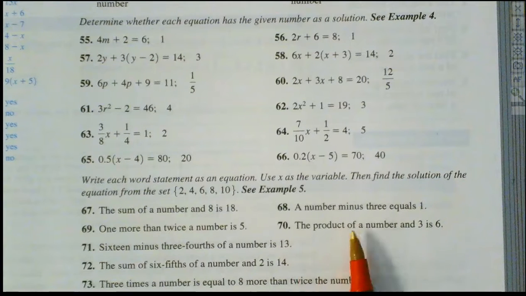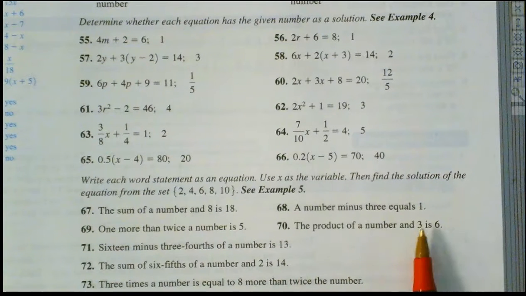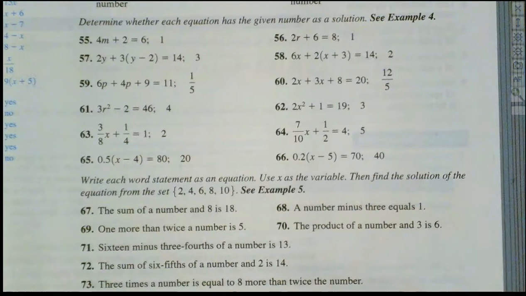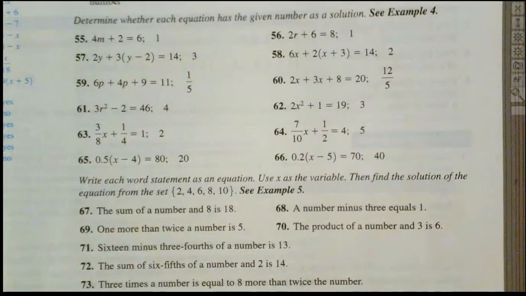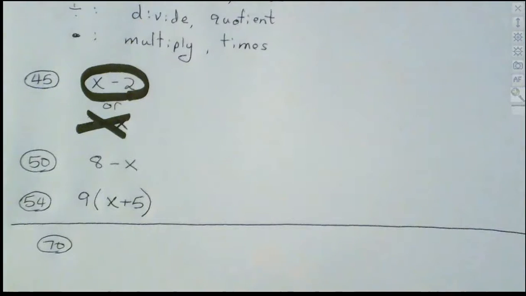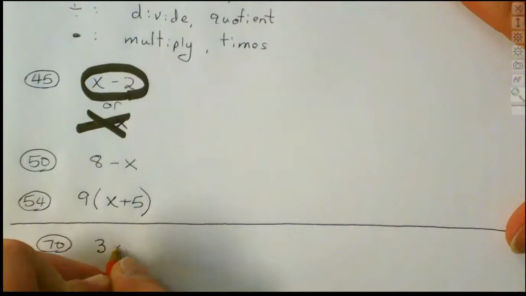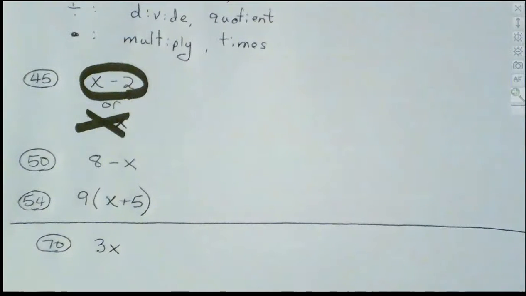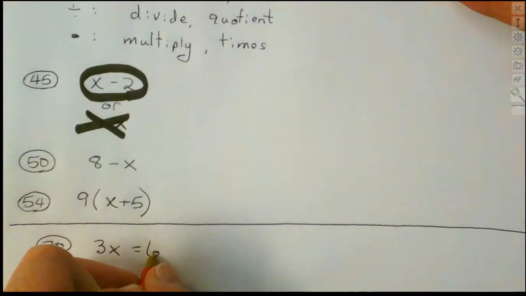The product of a number and 3 is 6. Now, that is going to represent our equal sign. So is means equal. So when I look at this one, the product means multiply. So the product of a number and 3. Product again means multiply. So that would be 3x. Okay, that gives you the 3x there. Is, remember, is means equals. And what does that equal? That equals 6.